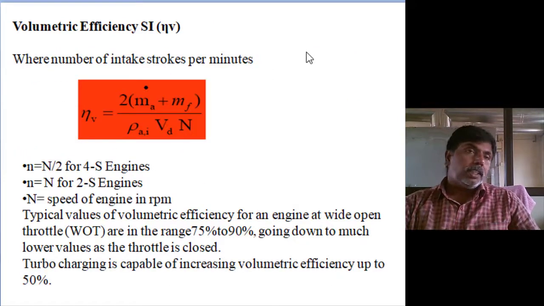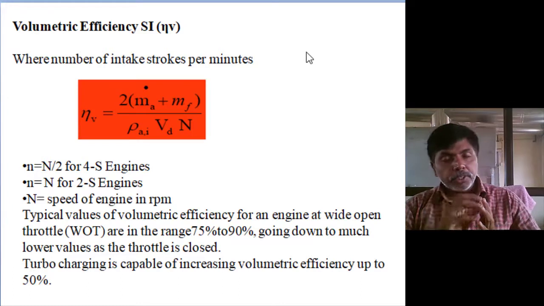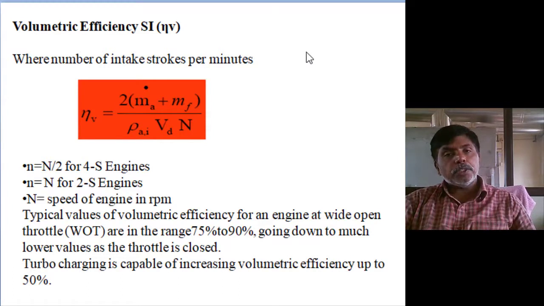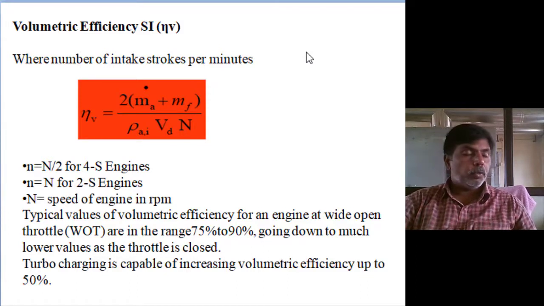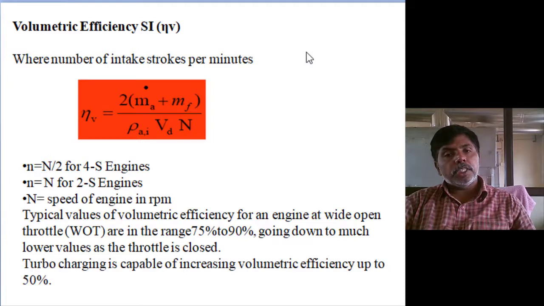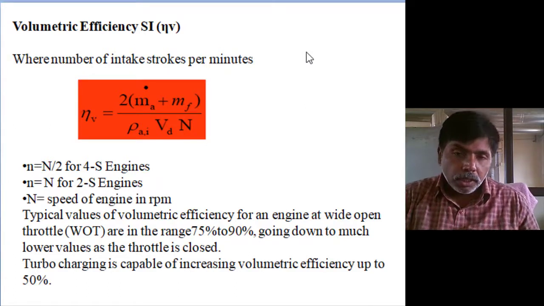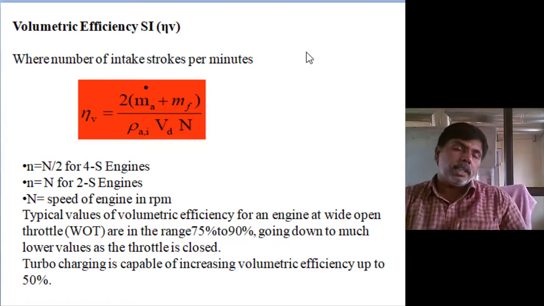Suppose SI engine, here the air fuel mixture combined is entering the cylinder. So mass of air plus mass of fuel, same equation divided by rho V into N. If 2 stroke, N only; 4 stroke, N by 2. Then the mass of air plus mass of fuel. Generally, the volumetric efficiency for spark ignition engines.